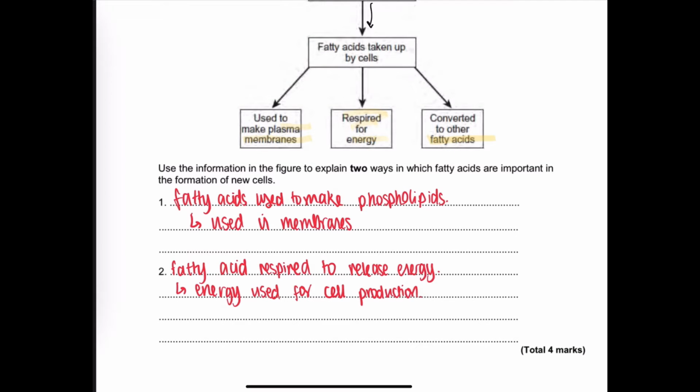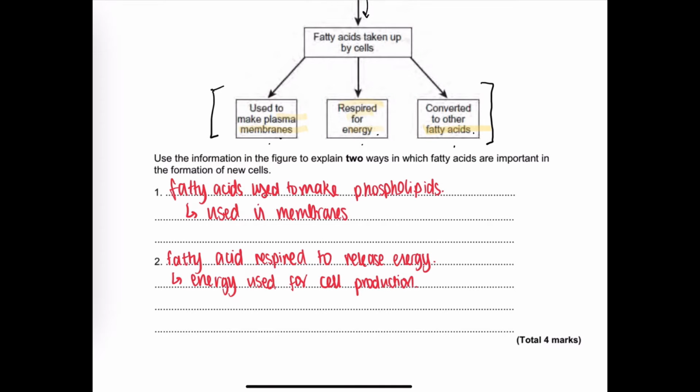So the question asks, use the information to explain 2 ways in which fatty acids are important in the formation of a new cell. So this actually is already given to us by the diagram. We just need to make sure that we read it correctly. It already tells us how they are used: for plasma membranes, respired for energy, and converted to other fatty acids. Because they talk specifically about fatty acids, we can say that fatty acids are used to make phospholipids. And phospholipids are used to make membranes. So the cell membrane is made out of phospholipids, which means more phospholipids means more membranes.